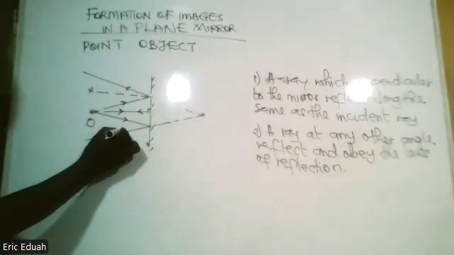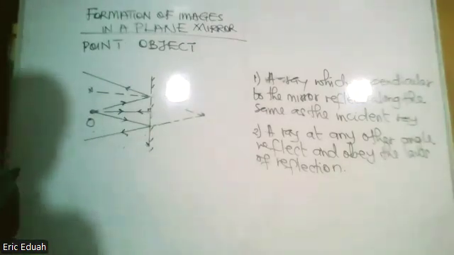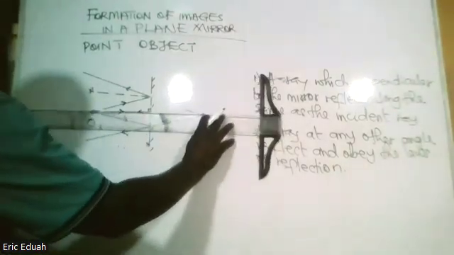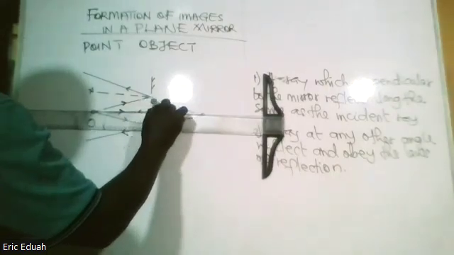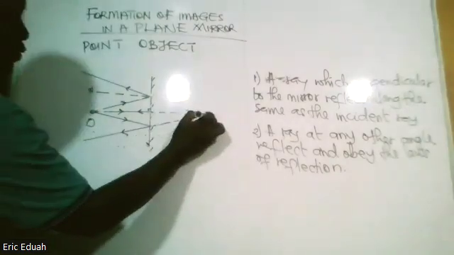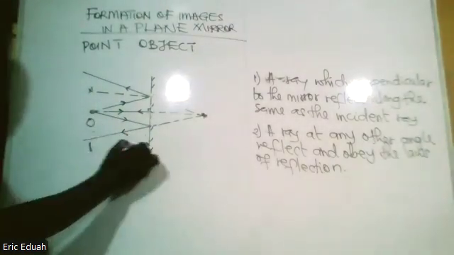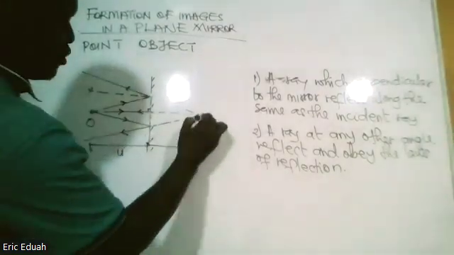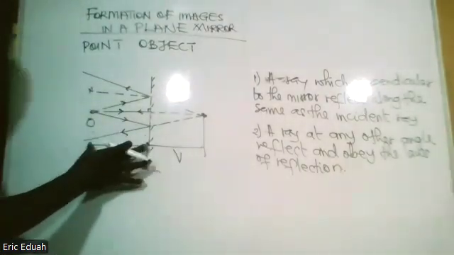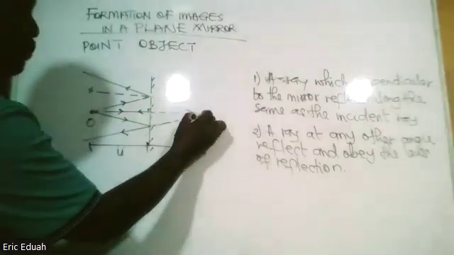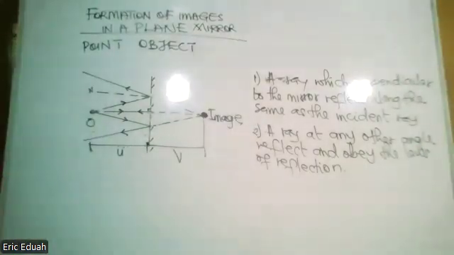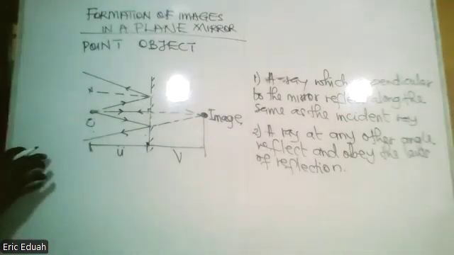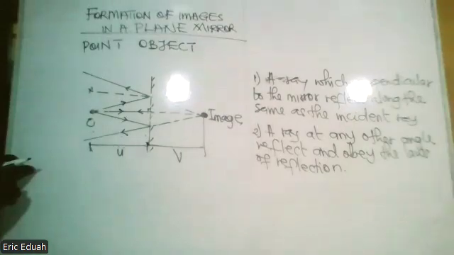So this is the reflected. Now we trace the other one, the perpendicular one, to it as well. So if this is the object distance u, from here to here will also be the image distance v, and object distance must be equal to the image distance. This point becomes the image. This point is the image. So this is how to draw the image of a point object by a plane mirror.